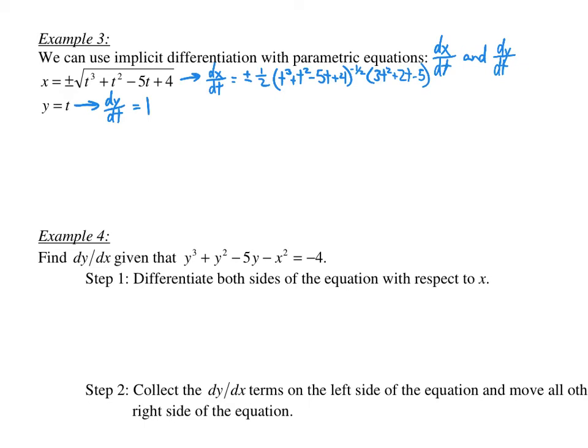But I can also do some other things. I can do an implicit one if I were to rewrite this function. If y equals t, I could say that x is going to be plus or minus the square root of y cubed plus y squared minus 5y plus 4.